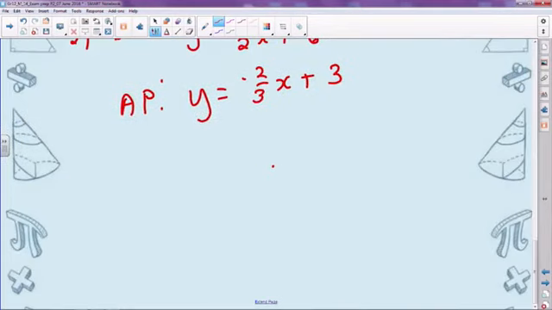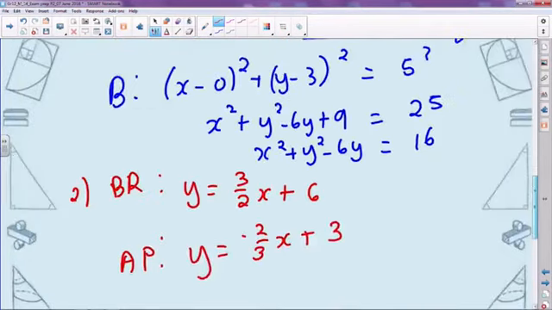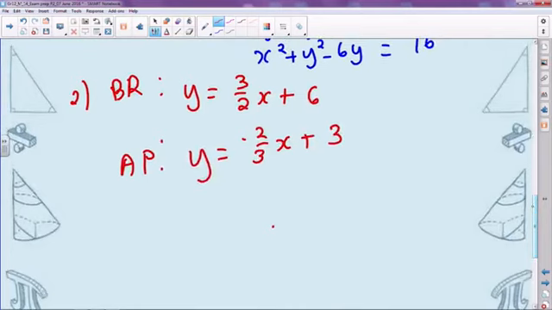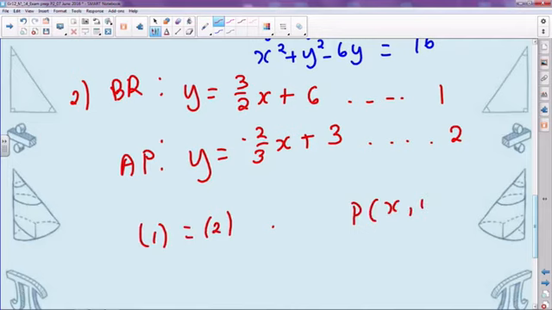And now we solve simultaneously to find the coordinates of point P. Okay, so to solve, if we call this equation 1, and call the other one equation 2, we're going to say equation 1 equals equation 2, and this is obviously to find the coordinates of point P.